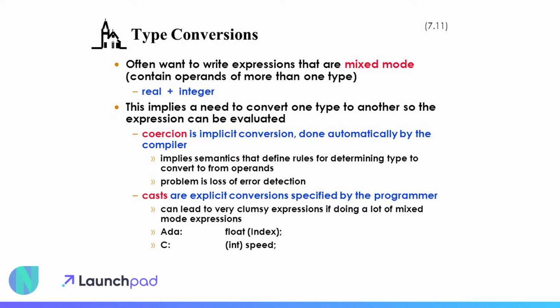It is a systematic approach that defines a rule for determining the type to convert one form of operand to another. But it has a problem of losing information or hiding errors. In cast, it can lead to very clumsy expressions if you are doing a lot of mixed mode expressions, such as float and integer.